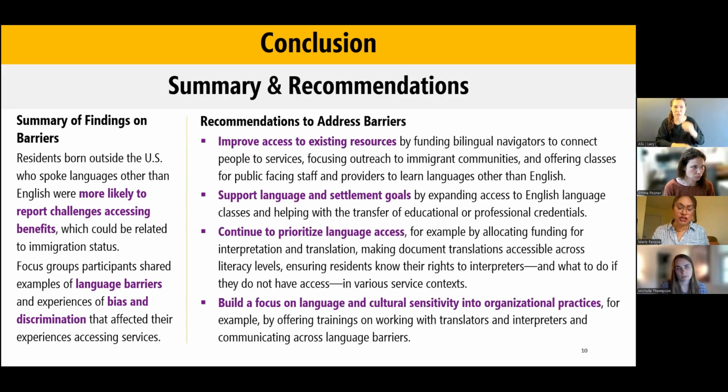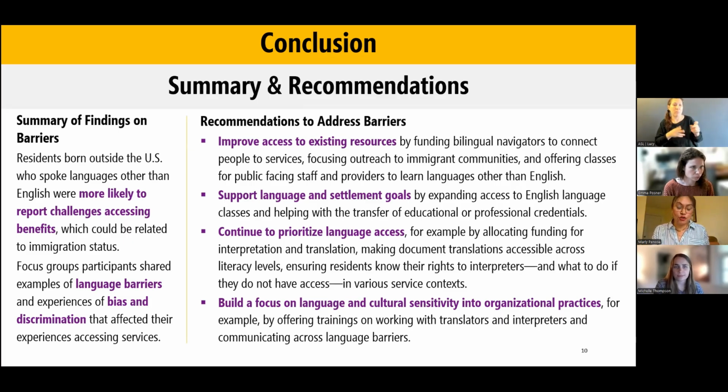Now, I would like to share a few recommendations that came from this work. The first one is improving access to existing resources. The need to increase bilingual navigators across different services and outreach processes is necessary. The second recommendation is to support language and settlement goals. How? By increasing English language learning opportunities and facilitating the transfer process of professional credentials.